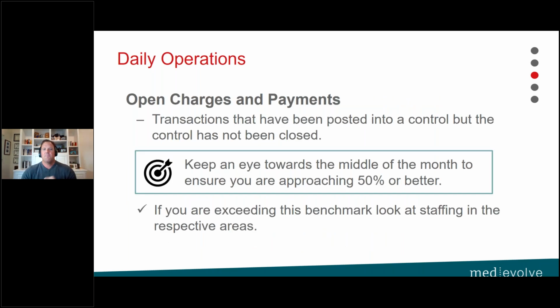Open charges and payments. Now, depending on your PM system, this may vary, but in our world, you can enter a charge or a payment into a control and not close it. So keep an eye on that, right? If you haven't closed the charge, it's not going out through the EDI software and to the payer. Same thing with payments, you may be entering the payments into a control, but maybe you're waiting to verify funds are in the checking account before you actually post it, process it.